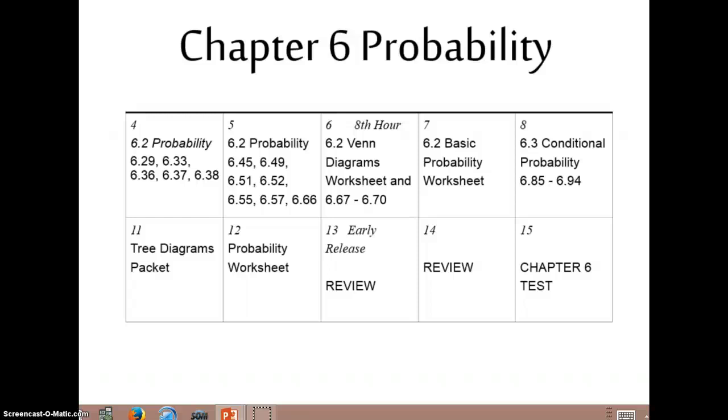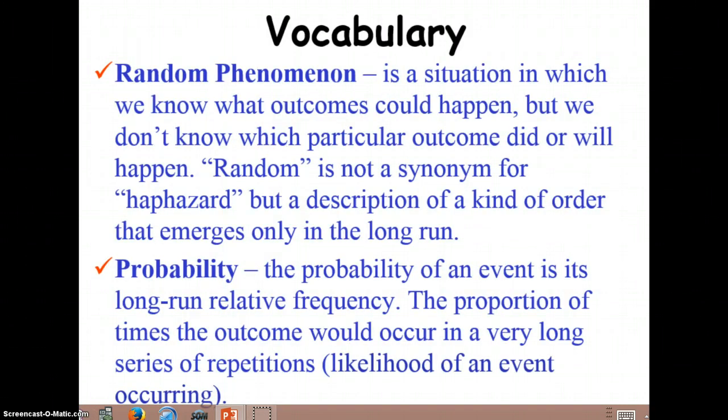Okay, today we're going to start with the very beginning of probability in Chapter 6. There's a lot of vocabulary in this chapter, the first being random phenomenon, which is a situation in which we know what outcomes could happen, but we don't know which particular outcome did or will happen, like rolling a die or flipping a coin. And the probability of something happening is the relative frequency of that happening over the long run.